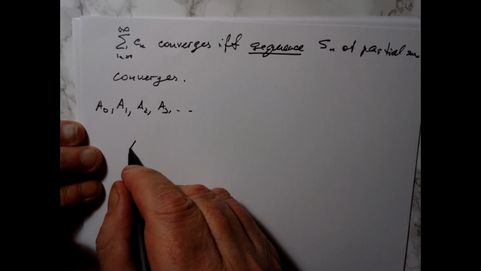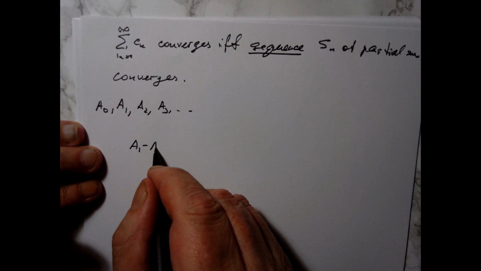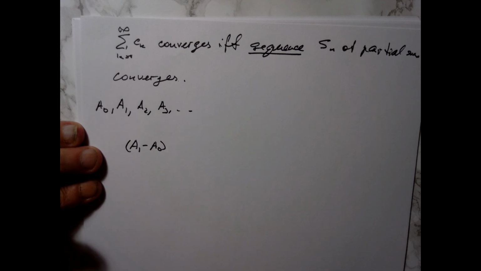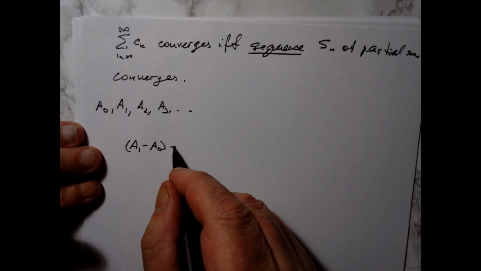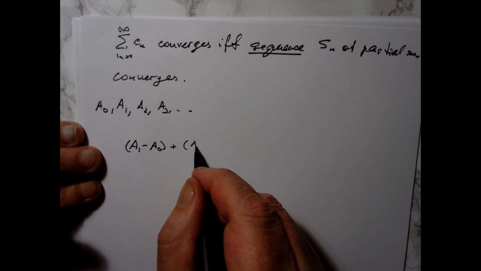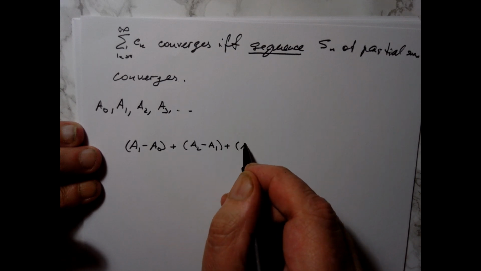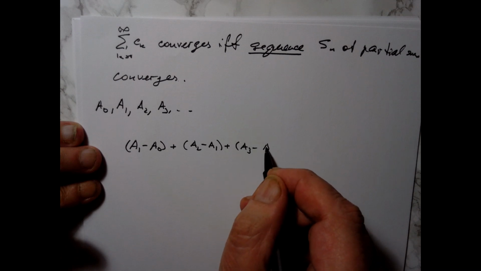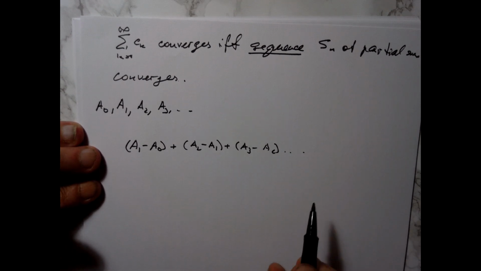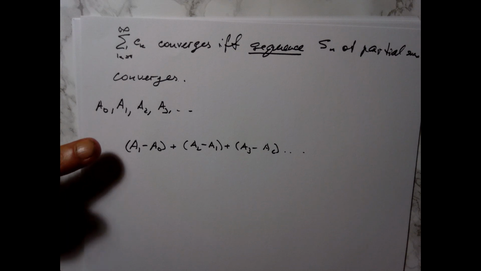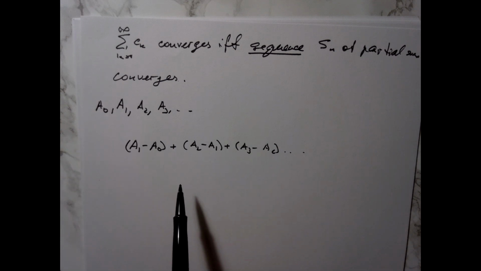a1 minus a0, so this will be the first term of my series, and then I will have a2 minus a1, and then I will have a3 minus a2, etc. So now, starting with an arbitrary sequence, I'm forming a series.